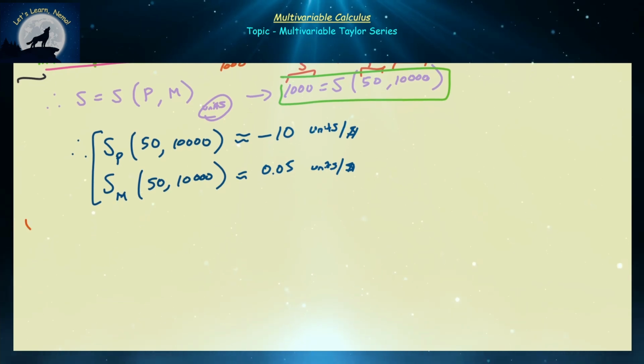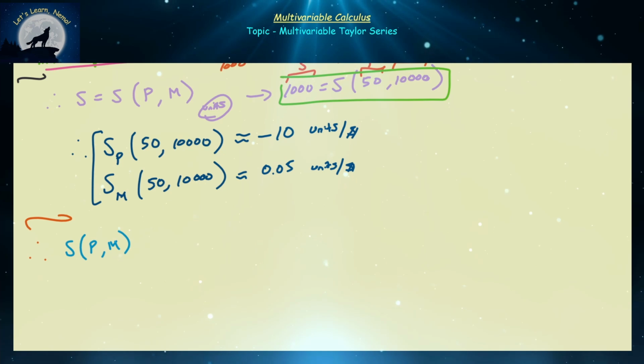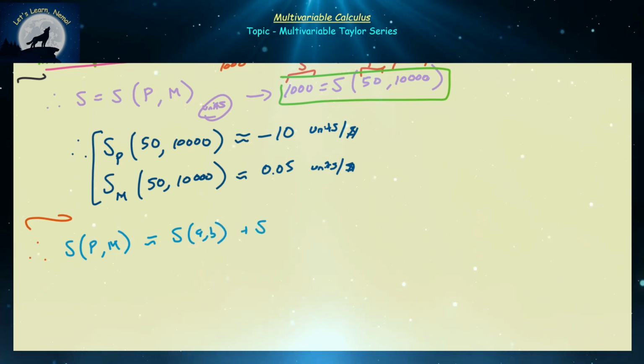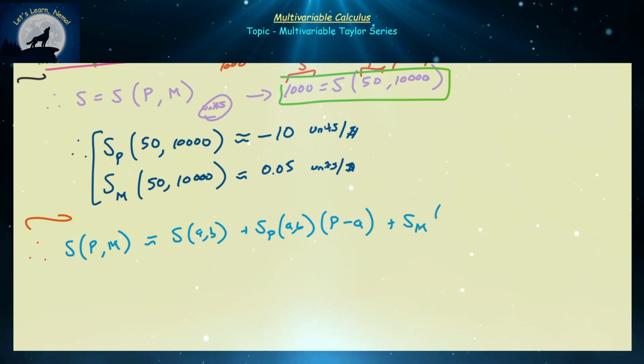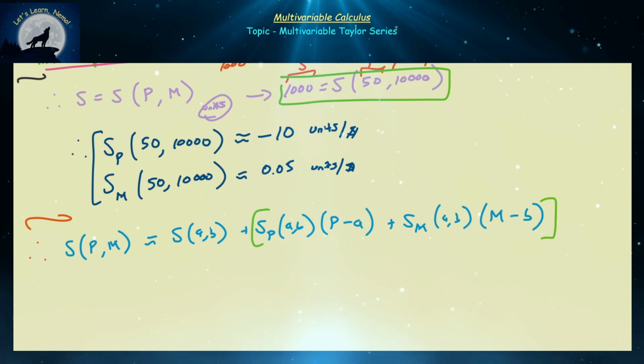Right? So that means, even though we do not know the function S, which is a function of price and marketing budget, we know that this is, at least in analytical form, approximately equal to S at AB, plus S with respect to P at AB times P minus A, plus S with respect to M at AB times M minus B. Right? So that is our first order approximation, and we would have to be given a little bit more information in order to get our second order approximation, which we don't have.